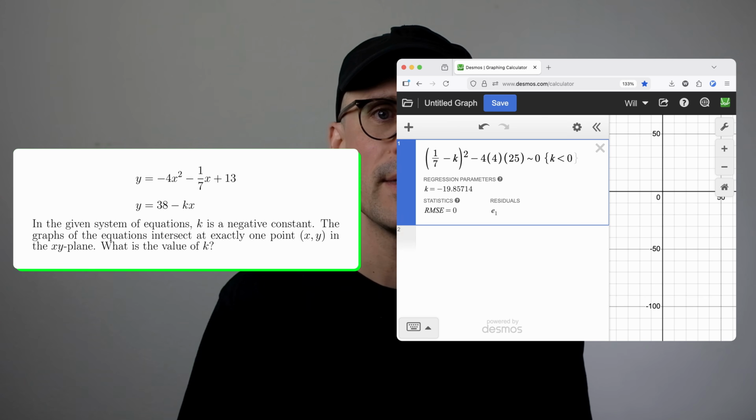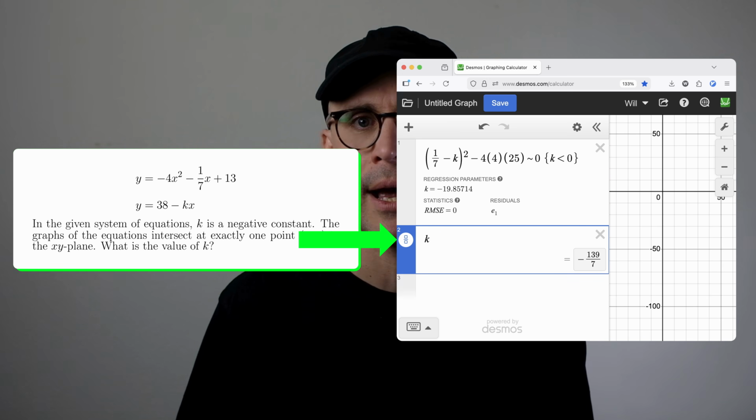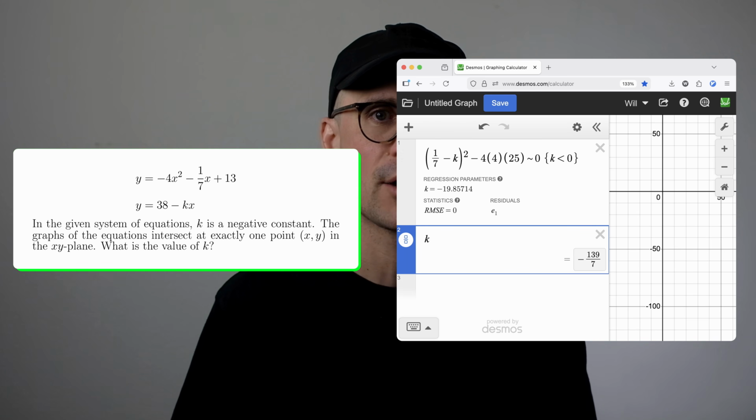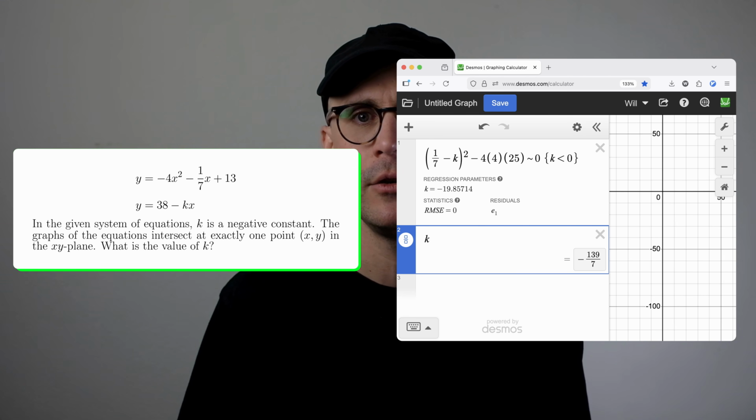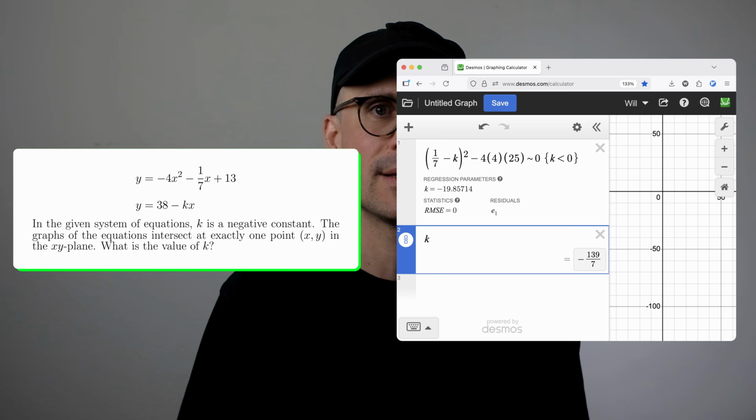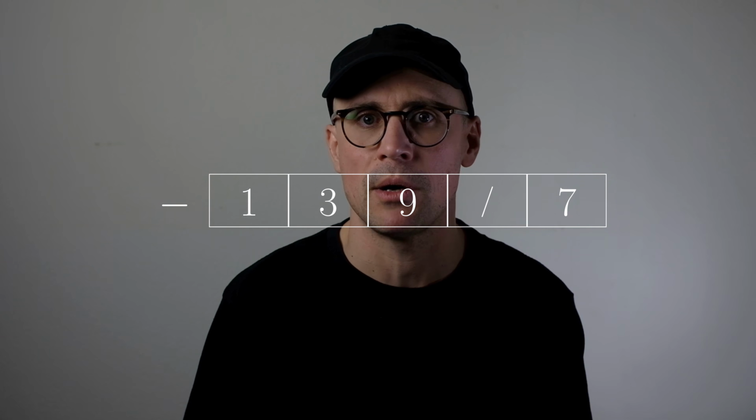What's nice about this is that we can now enter that constant into the next line and click the fraction button. Doing so produces the fraction minus 139/7, which may seem like an ugly fraction to you, but it is indeed the right answer. It's rational, for one, and the fraction fits into the 5 boxes provided to you in the student-produced response input field.